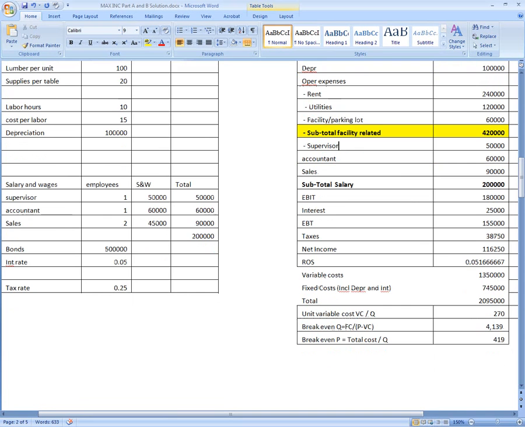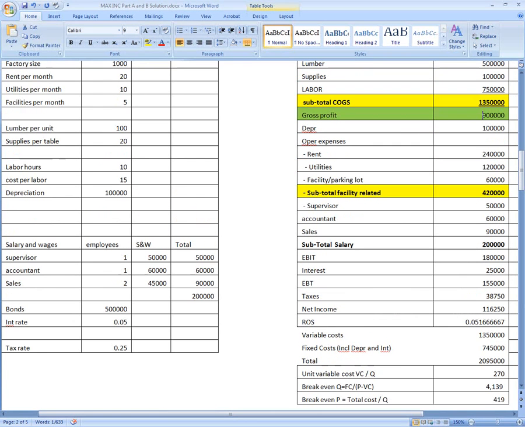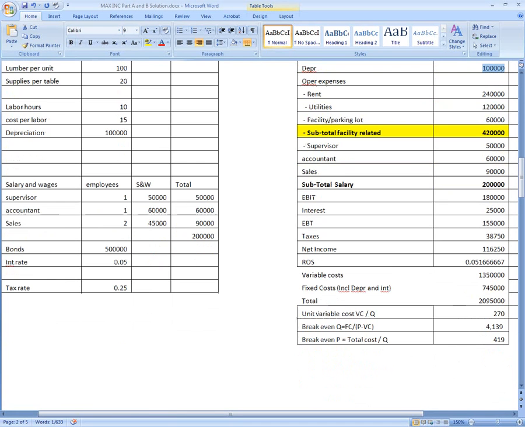Now to see where we are before we start to pay our interest and taxes, what does it look like for earnings before interest and taxes? We are going to see how much we had left over after we paid for the variable cost, which was 900,000, from which we will subtract our facility related cost, which was 420. We'll subtract the depreciation also, which was 100,000. We'd also subtract the salary cost, which is 200,000, and so now we're left with 180. So this cell should basically take your gross margin cell, subtract depreciation cell, subtract facility related cost cell, and subtract your total salary cell, and you should be left with $180,000.